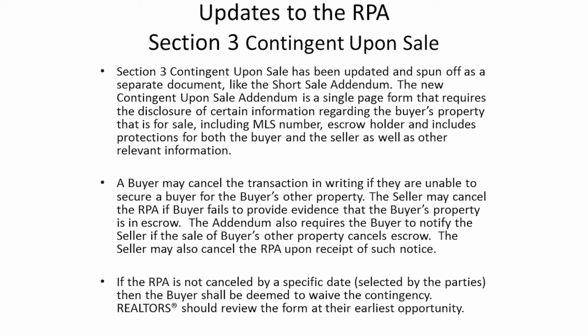There's opportunities for the buyer to cancel the transaction if they can't secure a buyer for the buyer's other property. There's an opportunity for the seller to cancel if the buyer fails to provide evidence that the property is in escrow. And it also requires the buyer to notify the seller if there's any problems or if the other sale falls out of escrow.